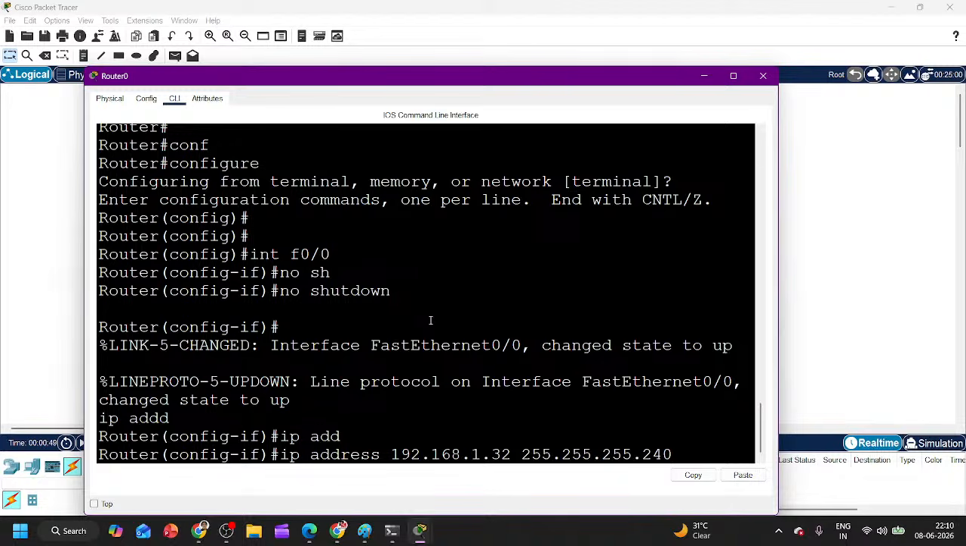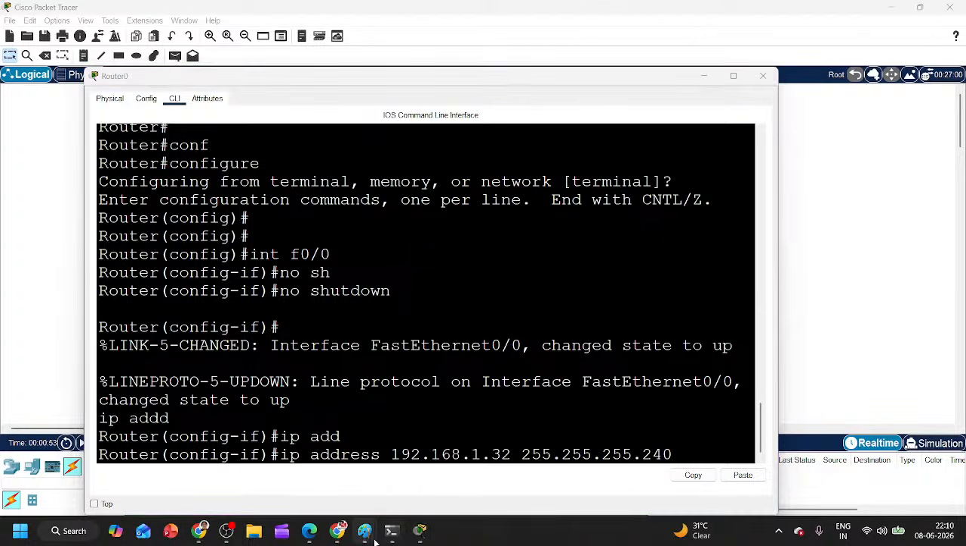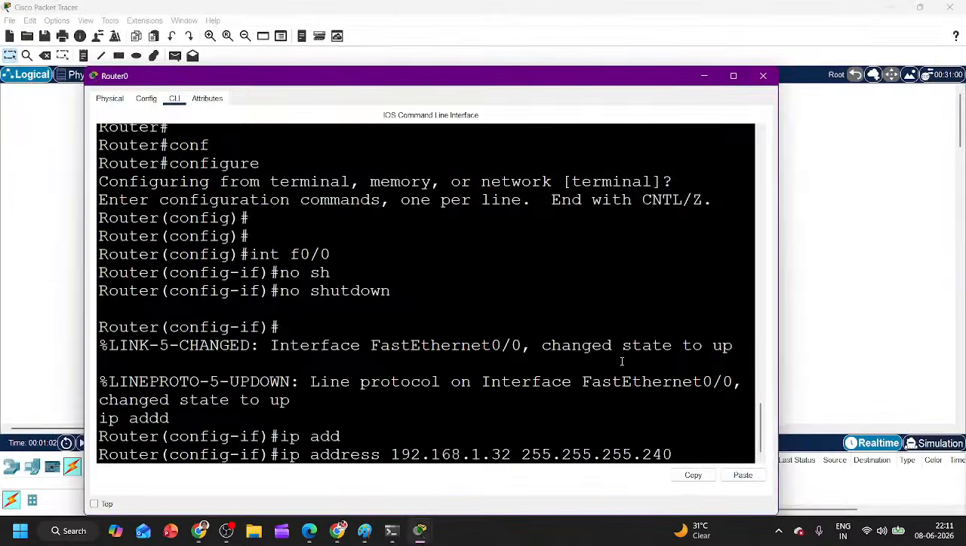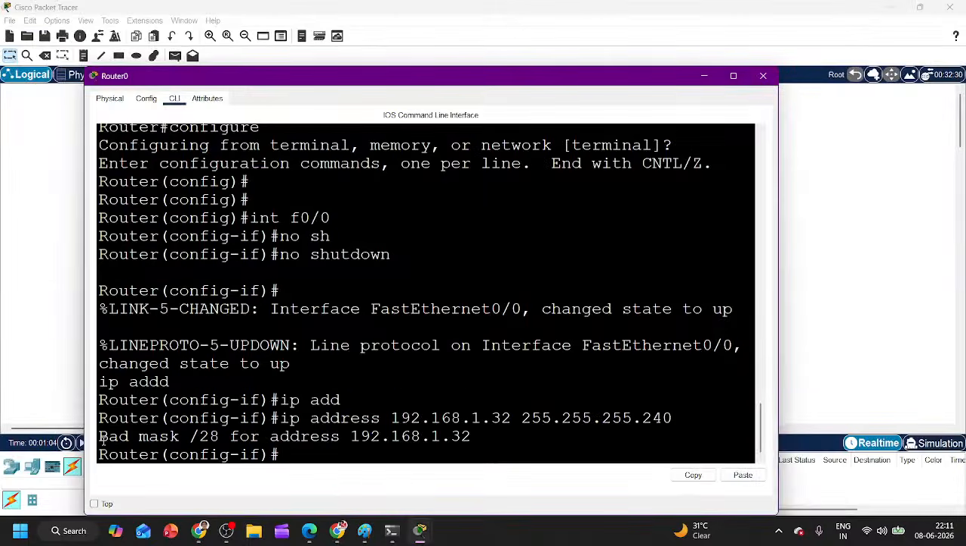No, it will not accept this IP address. This is the network number, the subnet ID. Here I have told you, see, this is the third subnet, correct? This is my third subnet. So if you try to configure this IP, it gives you the error.